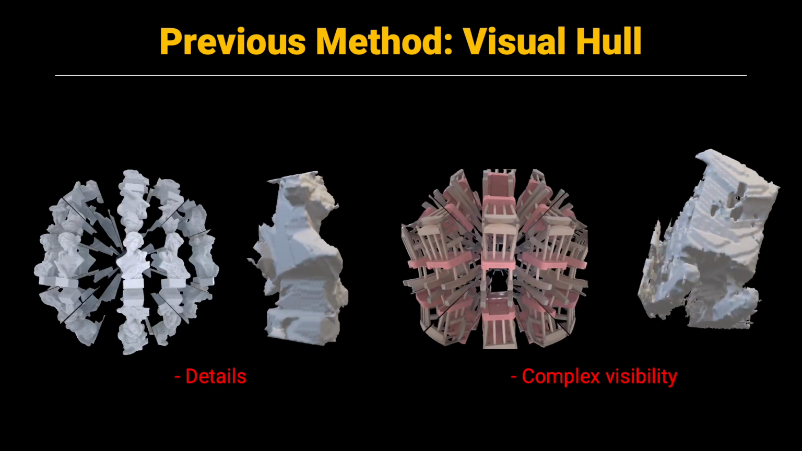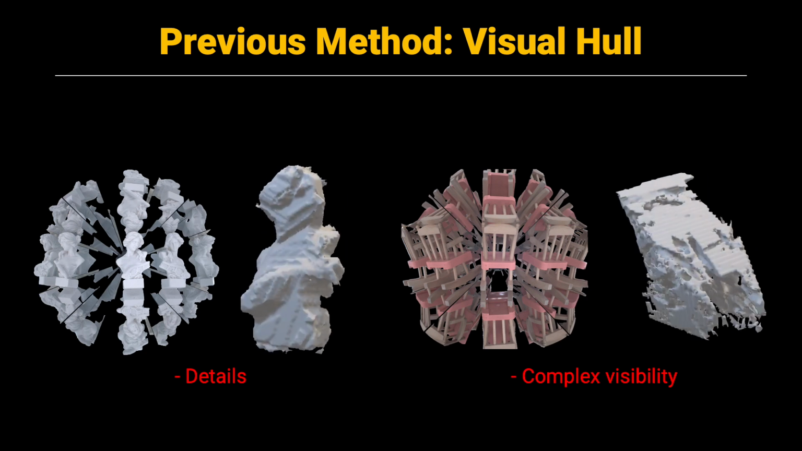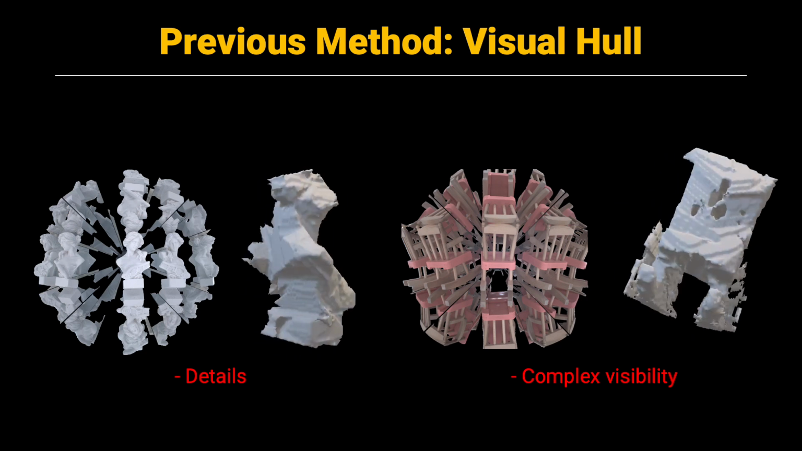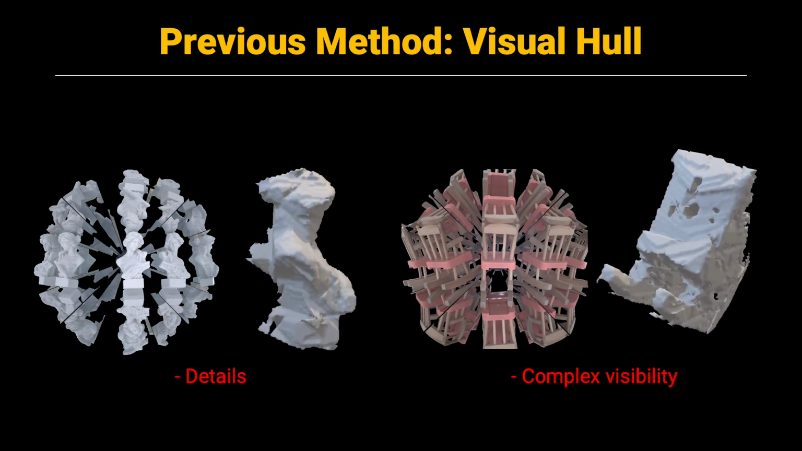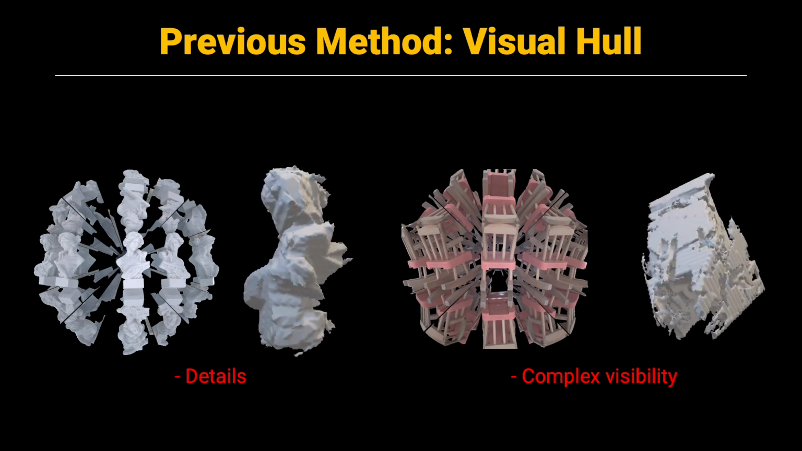However, since the foreground pixels and textures are not used in the visual hull, it cannot capture high-frequency details on the surface, such as the face of the bust, and cannot handle the shape with complex visibility, such as the chair.